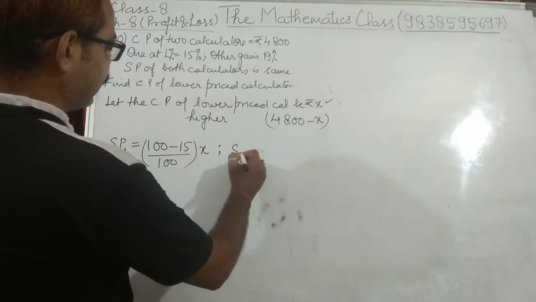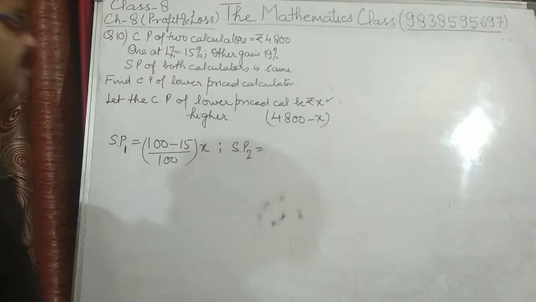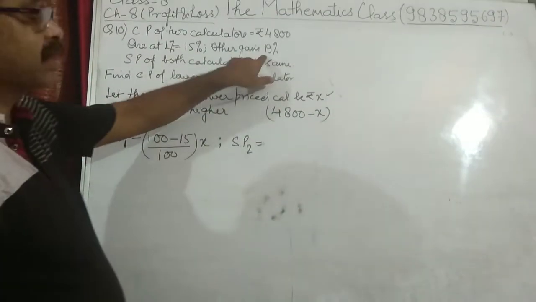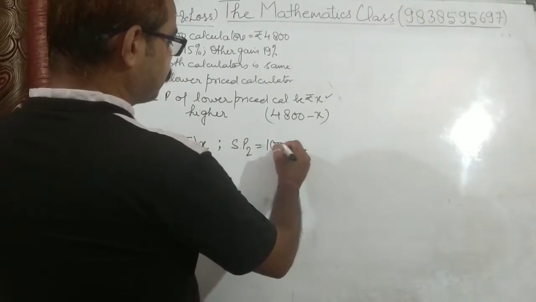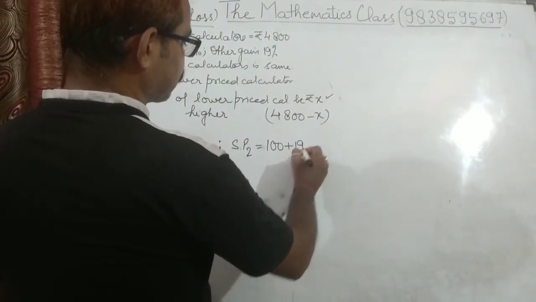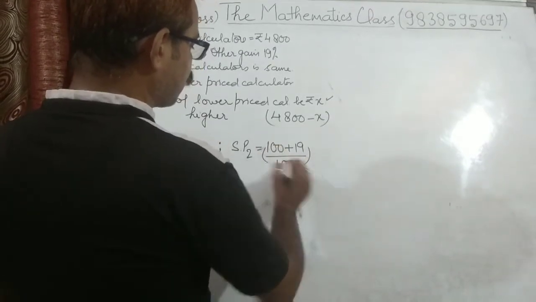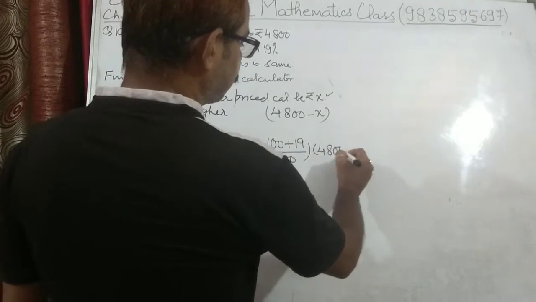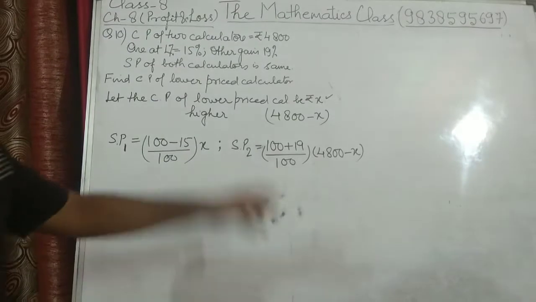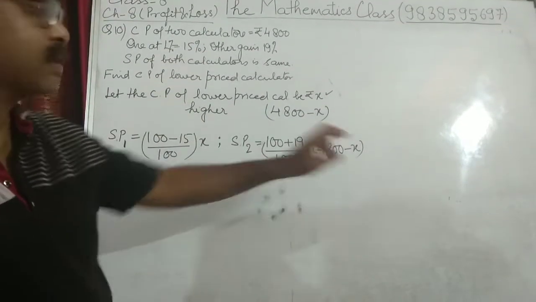Now in the second case, the selling price of the second calculator will be, where he is gaining how much? 19%. So the formula is (100 plus profit percent, that is plus 19) upon 100 into cost price. Now the cost price is 4800 minus X. For the second calculator, the cost price of the higher variant was 4800 minus X.